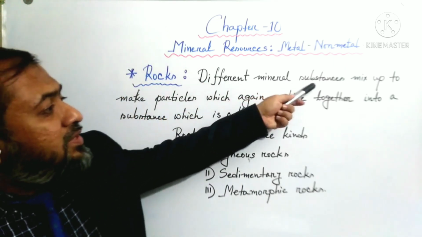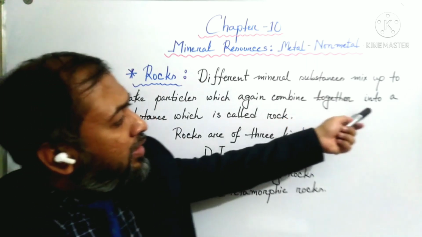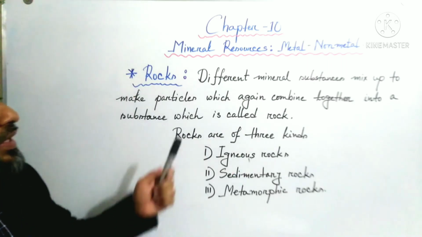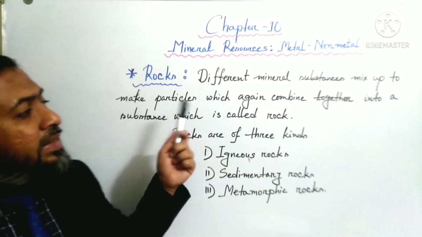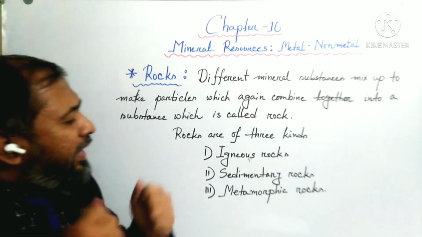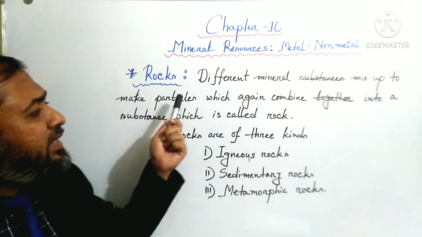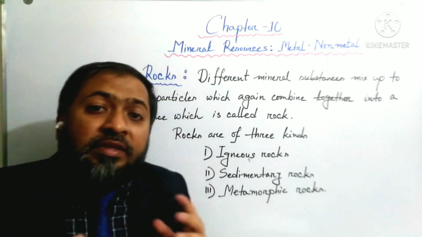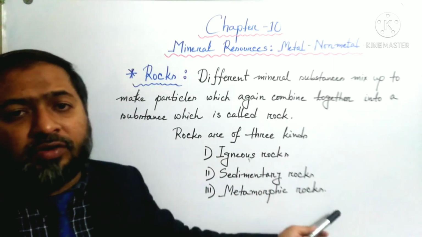Different mineral substances mix up to make particles which again combine together into a substance which is called rock. I repeat once again, it's a very important thing. Different mineral substances mix up to make particles. So they have some property to mix up and to connect with each other, something like a glue property, and these particles combine together into a substance which is called rock. Rock can be divided into three different groups: igneous rock, sedimentary rock, and metamorphic rock.